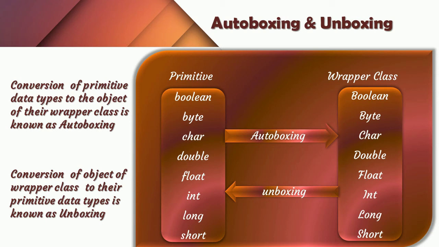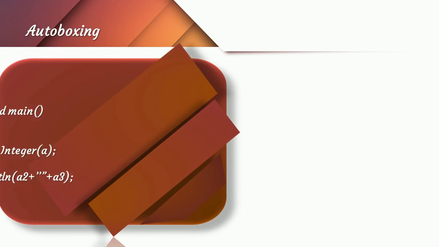Next, an interesting topic, that is autoboxing and unboxing. Autoboxing means the conversion of a primitive data type to an object of its wrapper class. What is unboxing? Conversion of an object of a wrapper class to its primitive data type is known as unboxing. So it's just a conversion. I think you have understood the difference between autoboxing and unboxing.